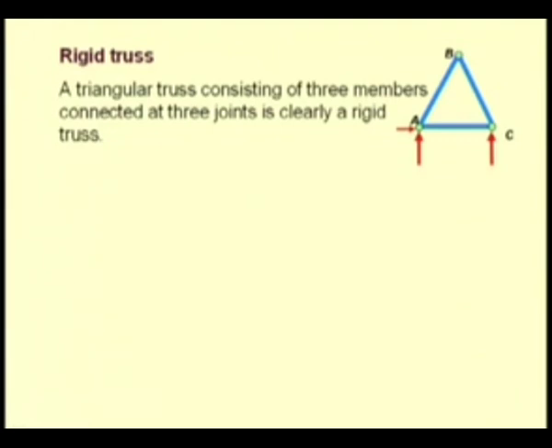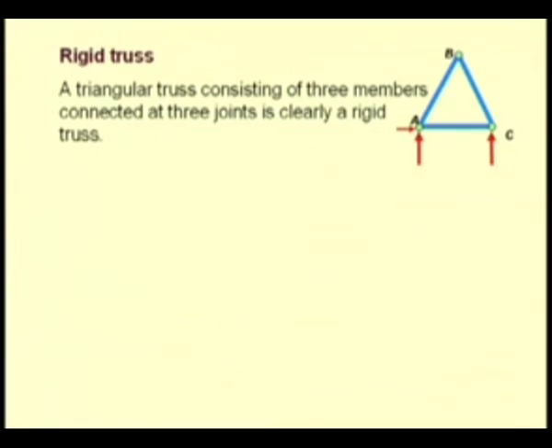Before we proceed to analyze the structure, one has to understand what we mean by a rigid truss. So, here we see the simplest form of a truss, that is three elements AB, BC and AC connected at A, B and C, and the truss is supported by a pin joint at A and a roller joint at C.